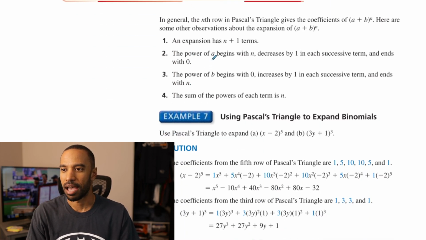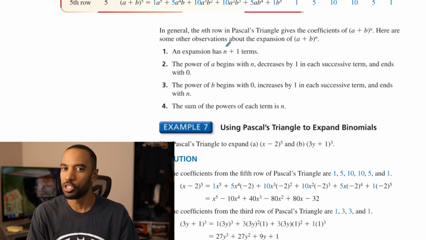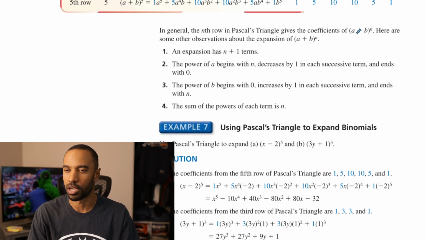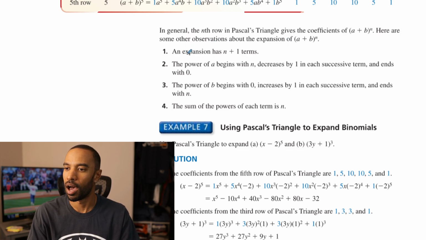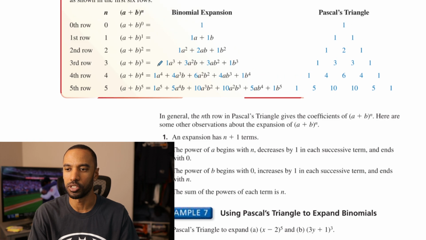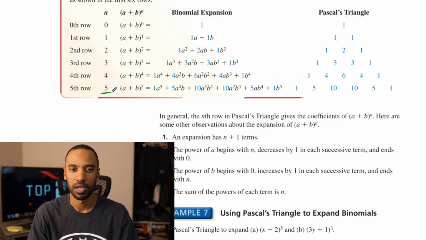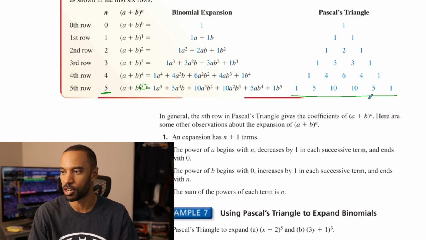Let's see what they have to say outside of it. I might have already mentioned it all. In general, the nth row in Pascal's triangle gives the coefficients. Yep, that's what I said. Here are some other observations. An expansion has n plus 1 terms. Yep, so the fifth row or due to the fifth power, you'll have 6 terms. I kind of mentioned here it has 6 numbers.